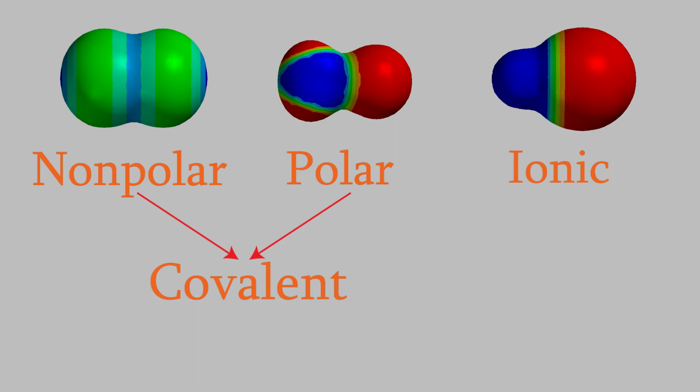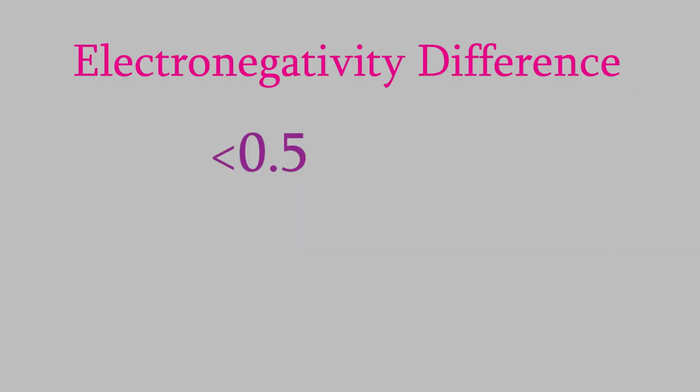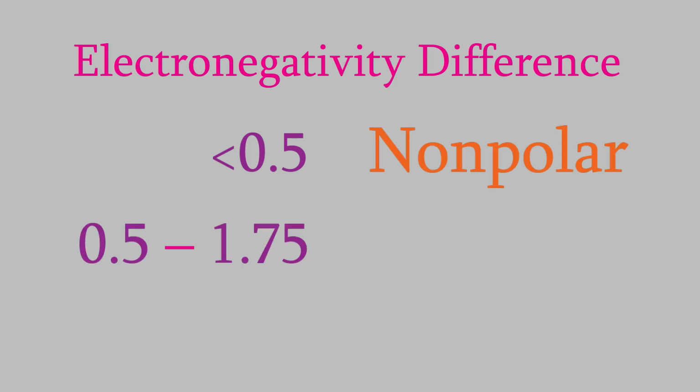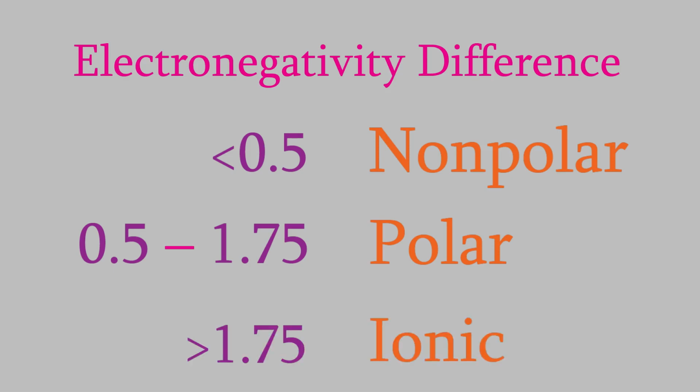So, how do we decide whether a particular bond is nonpolar, polar, or ionic? All we need to do is to look at the electronegativities of the two atoms. If the difference between the electronegativities is 0.5 or less, then it's a nonpolar covalent bond. If the difference is greater than 0.5 but less than 1.75, then it's a polar covalent bond. And if the difference is 1.75 or higher, then it's an ionic bond. So let's try some examples.